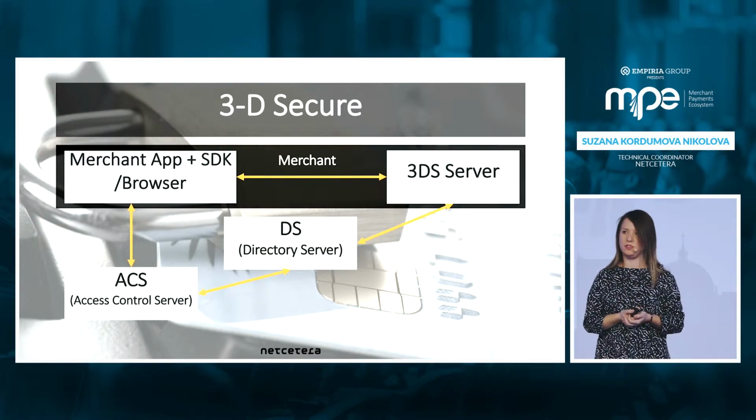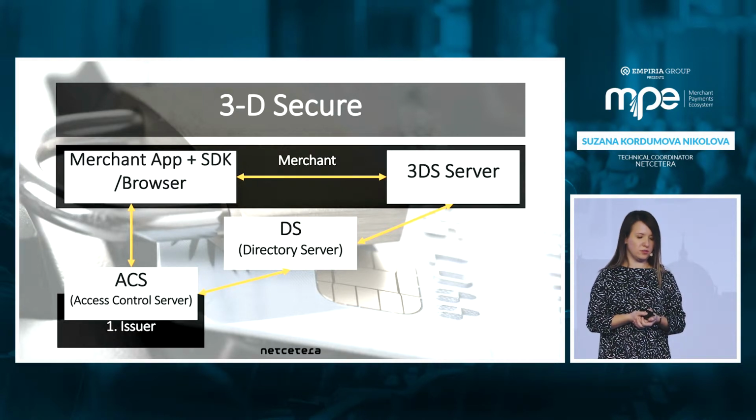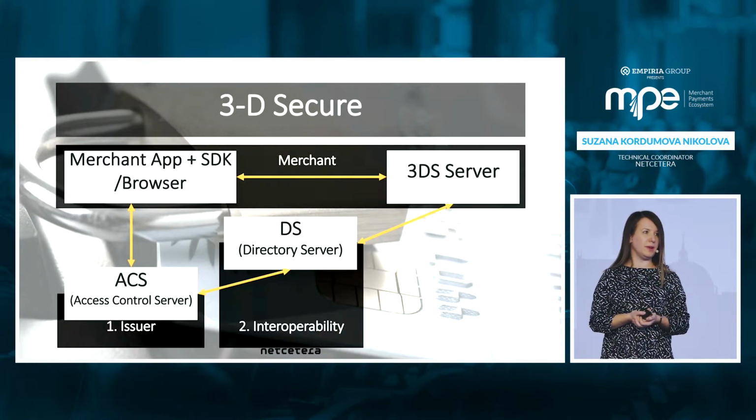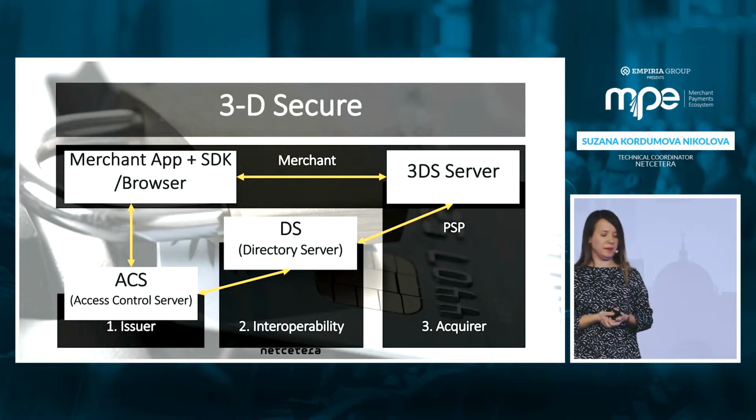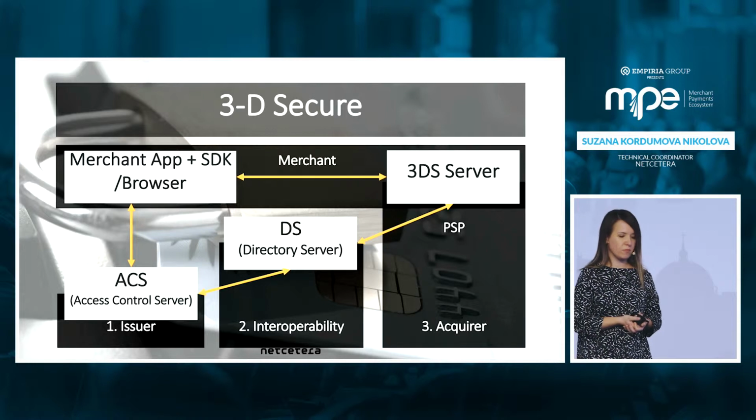To give a clearer picture of how 3DS works, I will say that these first 2 components belong to the merchant. And here are the domains we were talking about: the issuer domain, the interoperability domain, and the acquirer domain. This is a rough image of what 3DS really is.